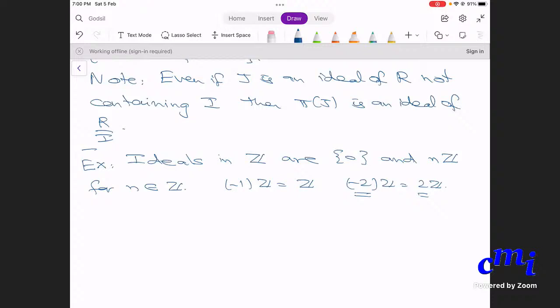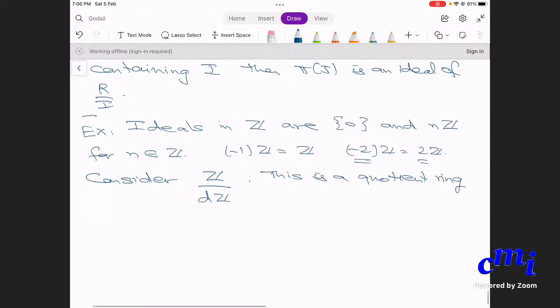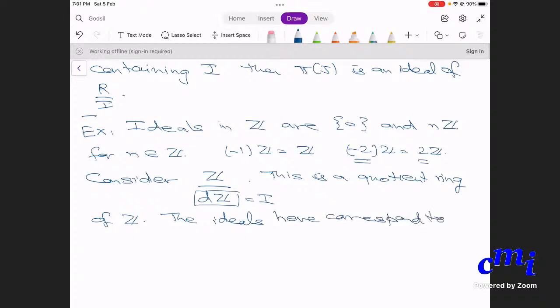So let us take a quotient of Z by some ideal. So now consider Z mod dZ. Right? So this is a quotient ring. So we can ask, in this ring, what are the ideals? So what are the ideals of a quotient ring? The ideals of a quotient ring correspond to ideals of the original ring containing whatever you're quotienting by. So this is my I here. So the ideals here correspond to ideals of Z containing dZ.